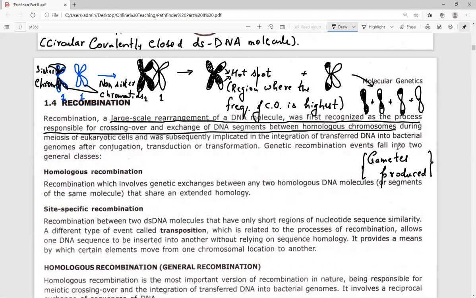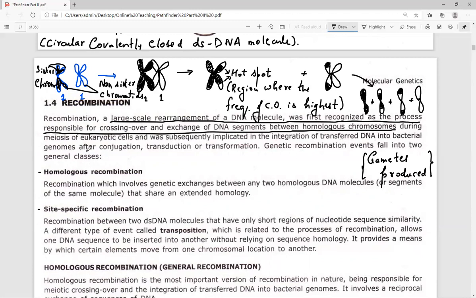Genetic recombination falls into two basic categories. One is referred to as homologous recombination, another one is referred to as site-specific recombination. Now, what do you mean by homologous recombination? When the recombination takes place between two homologous chromosomes, it is referred to as homologous recombination. Now, what do you mean by site-specific recombination?